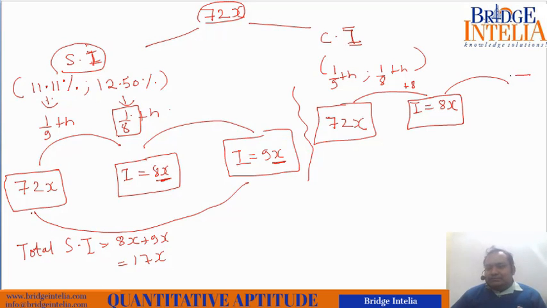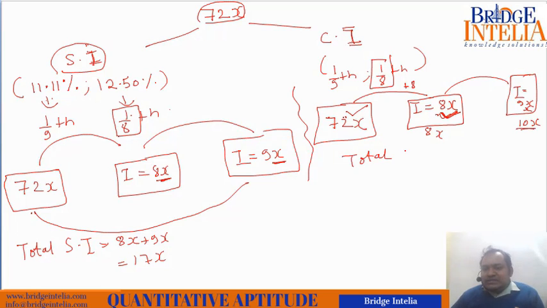The next year, the bank is going to give me 1 by 8th of the original amount plus 1 by 8th of the interest that I earned last year. So 1 by 8th of 72 is 9x, and 1 by 8th of the interest you earned last year, 8x, that means x. So first year you got 8x, second year you got 10x as interest. So total compound interest that you have earned is equal to 8x plus 10x, that is equal to 18x.